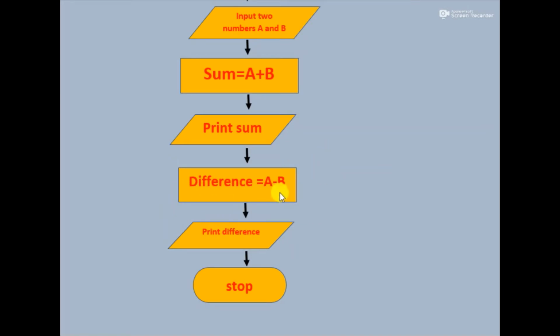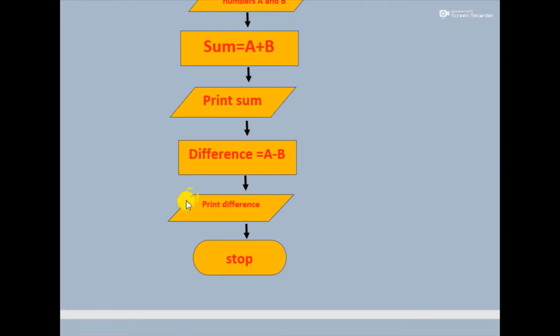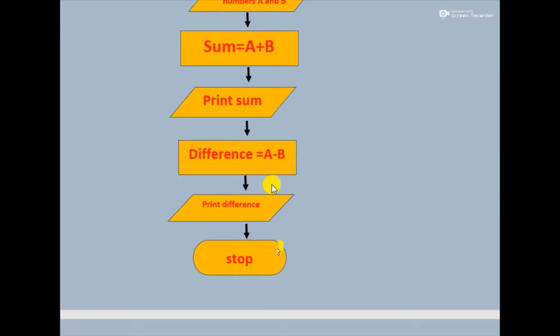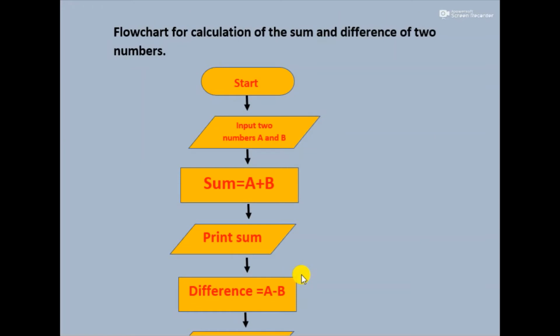So difference equal to a minus b. This time again, this difference will hold the value of a minus b, and this output box will display the print difference, or we can say it will display the difference of these numbers. After displaying the sum and difference, we need to stop the flowchart. The last symbol used in a flowchart will be the stop box or stop symbol. So this is the flowchart which is used to calculate the sum and difference of two numbers.